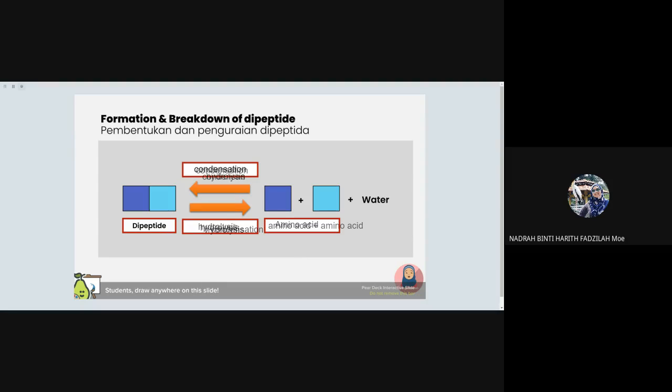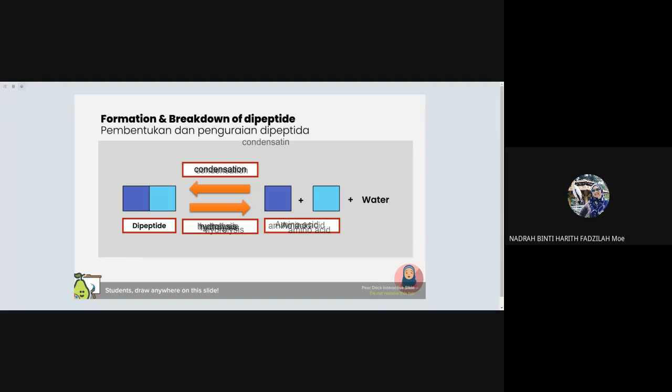Okay, very good. So, from one big molecule, dipeptide, kenapa kita kata big molecule? Sebab it consists of 2 squares kan? So, dipeptide, it breaks down, pergi ke kanan, the process is hydrolysis, forming 2 amino acids. Kan nama dia dipeptide, di tu maksud dia 2. So ada 2 biji amino acid, 2 amino acids in one dipeptide.